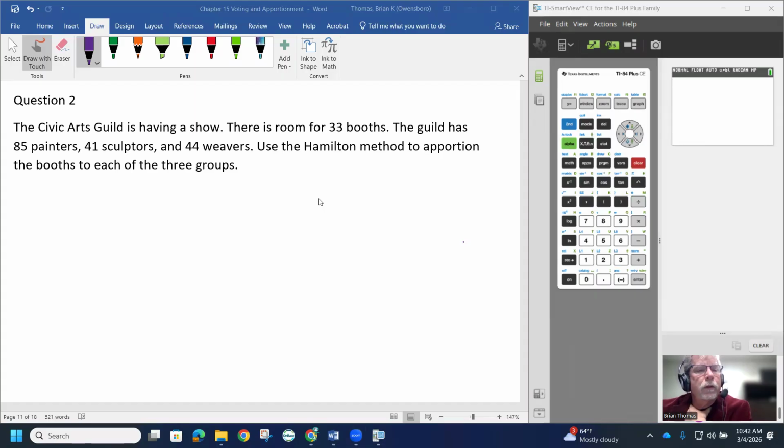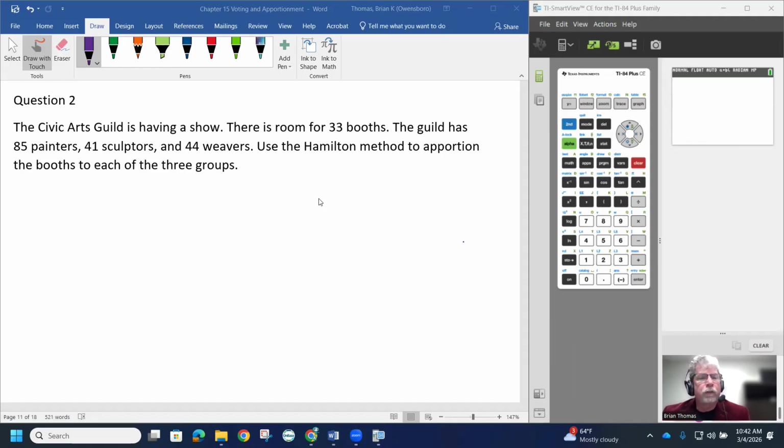So, the Civic Arts Guild is having a show. There's a room for 33 booths. The guild has 85 painters, 41 sculptors, and 44 weavers. It says use the Hamilton method to apportion the booths to each of the three groups. So our goal is how many painters are going to get a booth, how many sculptors are going to have a booth, and how many weavers get a booth.